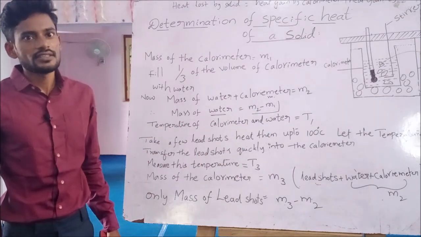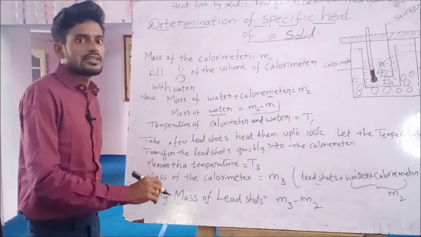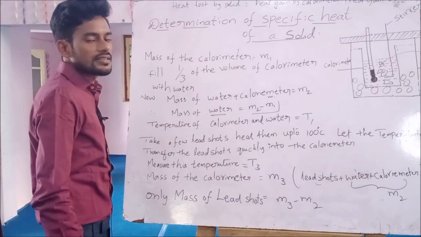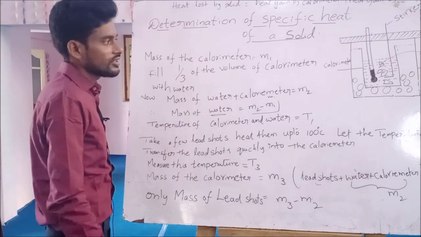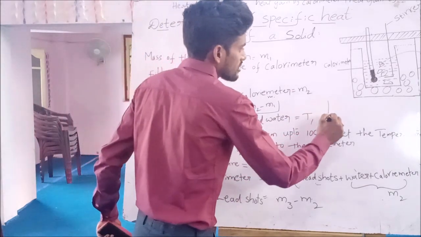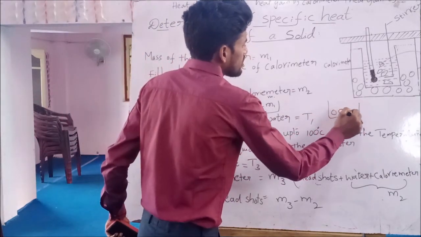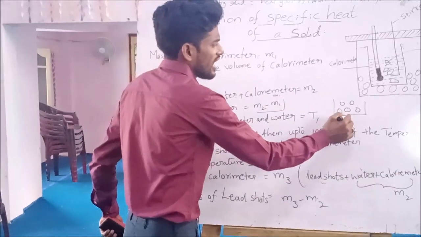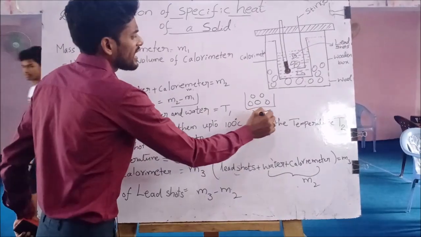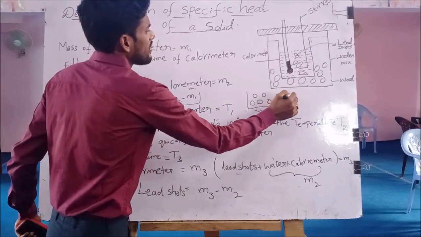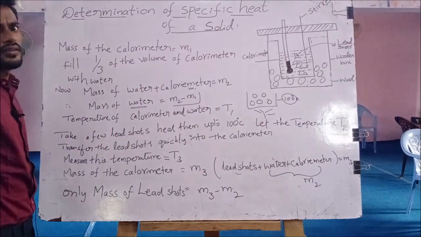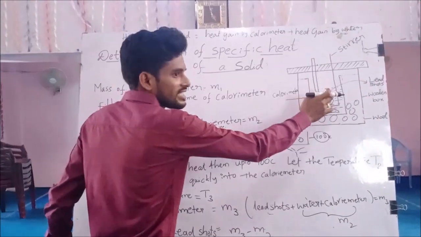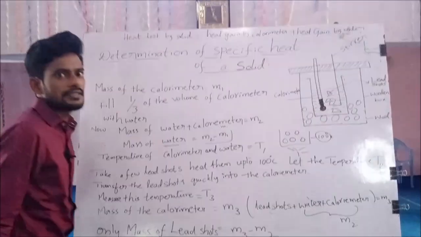Next, the material whose specific heat should be determined is nothing but lead shot. Do heat up the lead shot. Your wish, the lead shots can be taken into a copper vessel and heated up to 100 degrees centigrade. Do transfer immediately into the calorimeter.